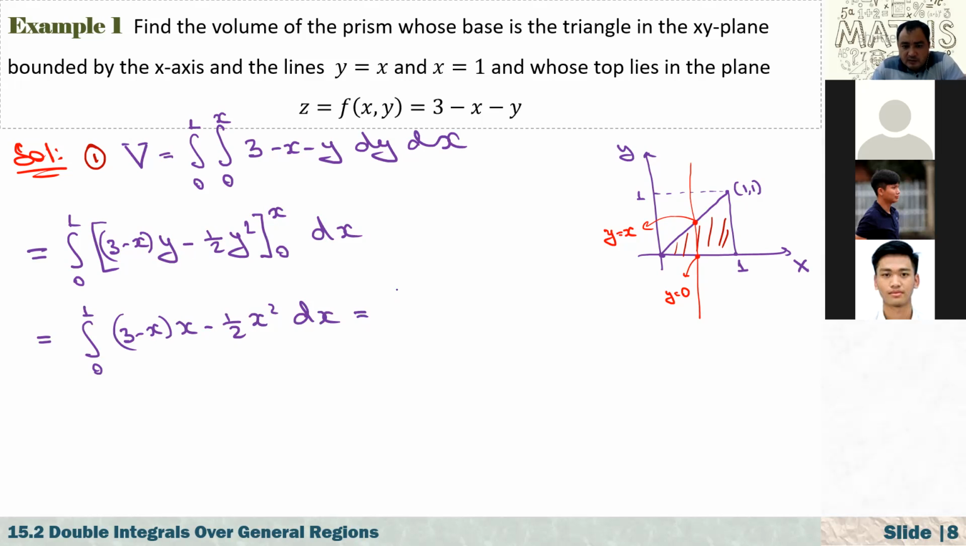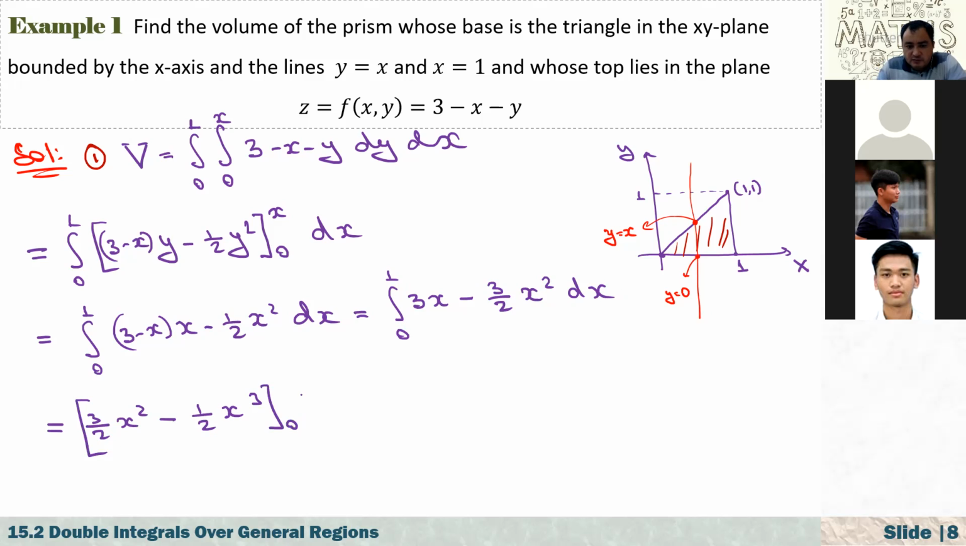Now, if you simplify and integrate with respect to x, from 0 to 1, we have 3x minus x squared minus 1 over 2 x squared, that's equal to 3x minus 3 over 2 x squared, dx. Which is equal to, it's just our usual function, 3 over 2 x squared minus 1 over 2 x cubed, with limits from 0 to 1. At 0, that's equal to 0. At 1, that's 3 over 2 minus 1 over 2, which is just 1.